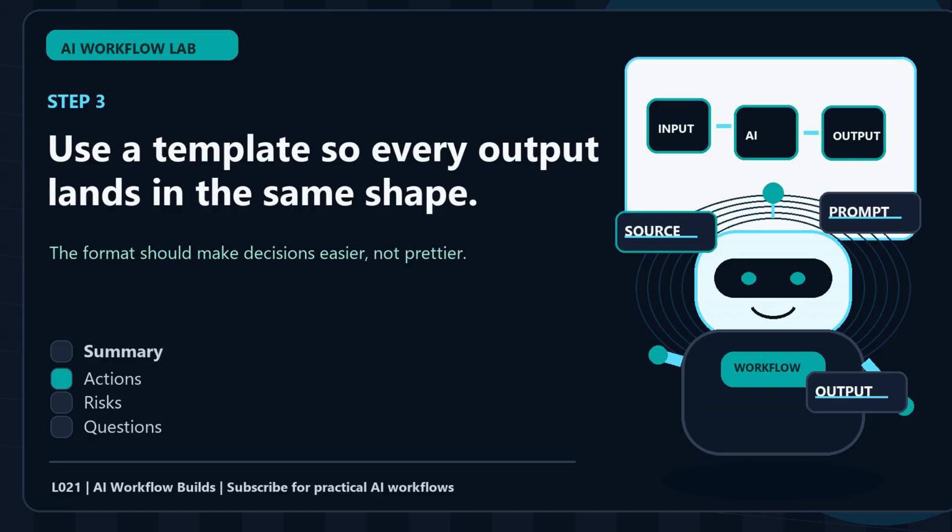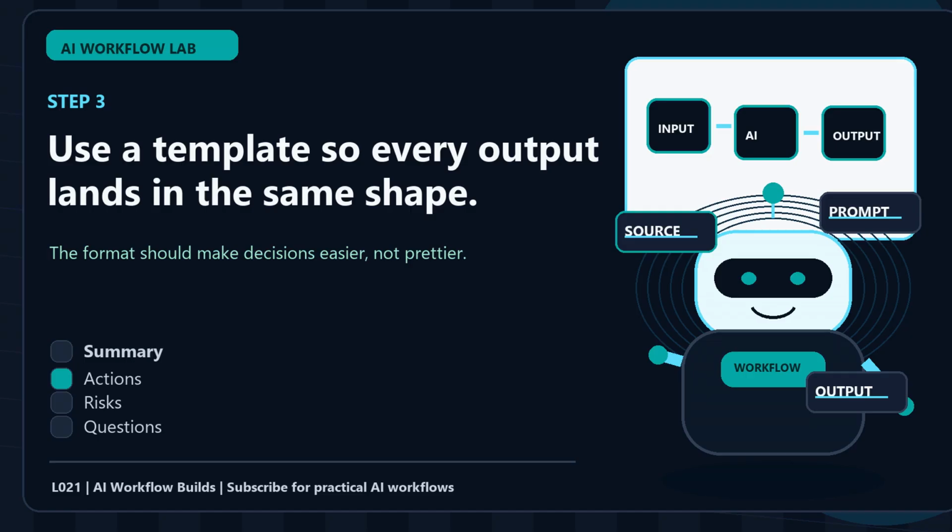For this build, use 4 sections every time. First, a 3-sentence summary. Second, the next actions in order. Third, risks and assumptions. Fourth, questions that must be answered before the plan is final. That structure works because it separates confidence from uncertainty.